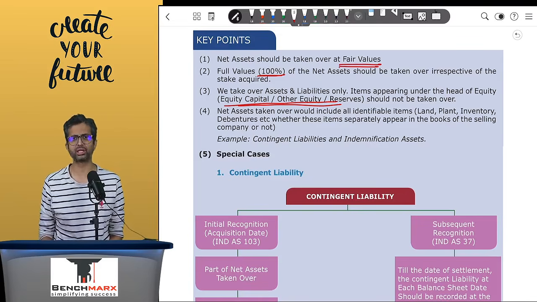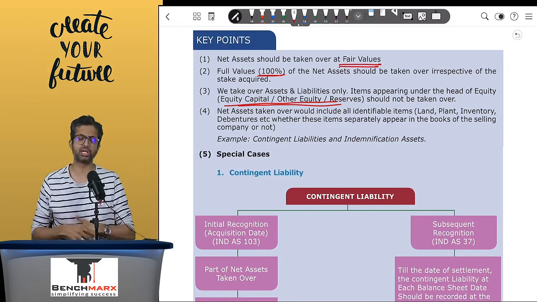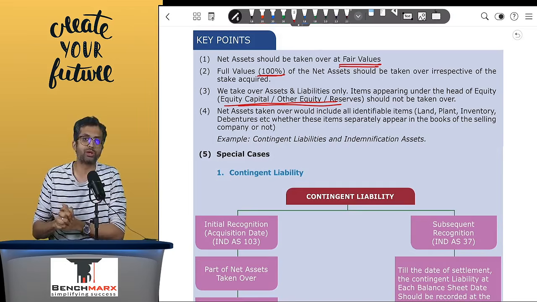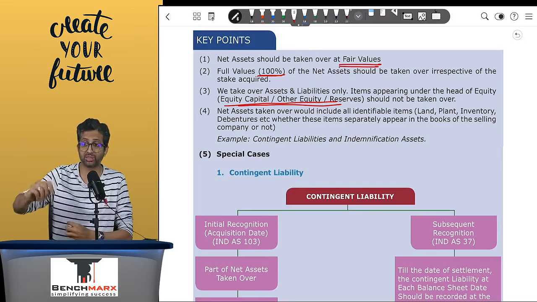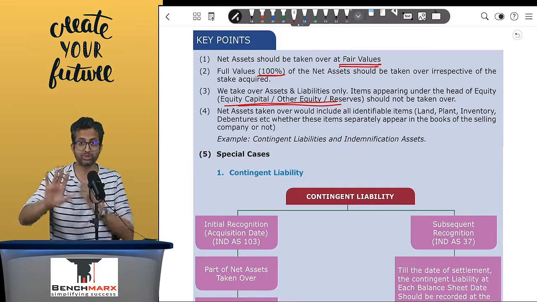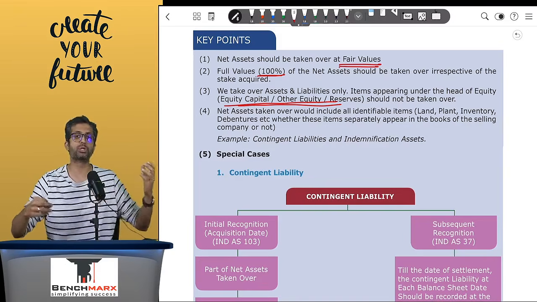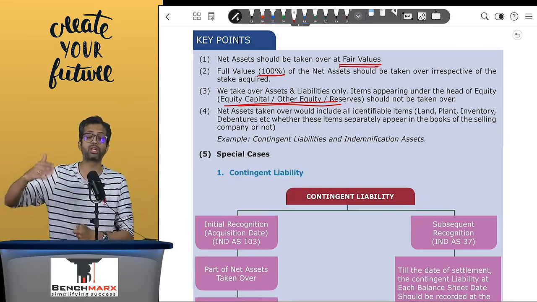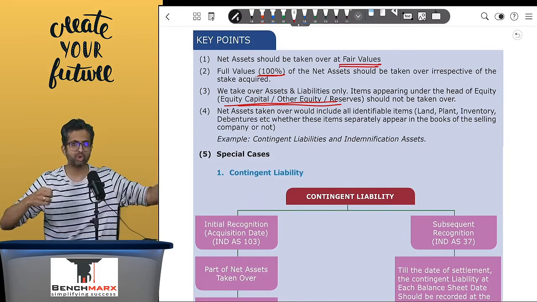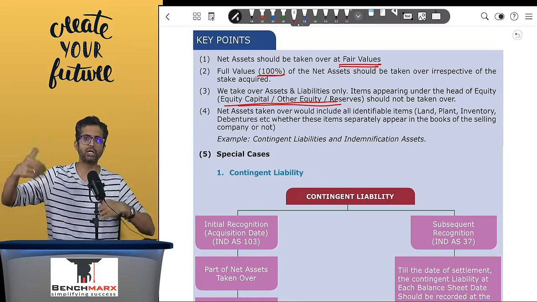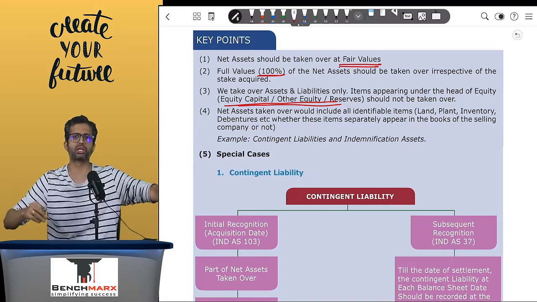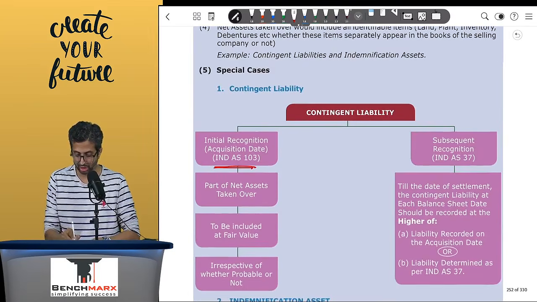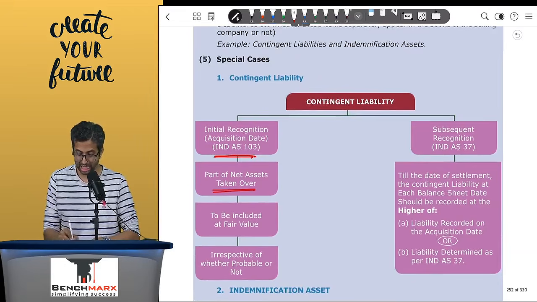So when you show this indemnification asset as a part of fair values, how will you calculate the fair value? Considering that if the liability materializes, I'll have to pay 40 based on what I've taken over, and indemnification is permitted up to 30, I will record an indemnification asset of 30 as a part of my net assets. However, if the indemnification was agreed to be given up to 50, in my books I'm taking over the liability at 40. I can't claim an indemnification of 50 if my liability is appearing at 40, and hence I will restrict it to 40 rupees. So basically, contingent liability at initial recognition should be a part of net assets taken over, and this will be recorded at fair value.